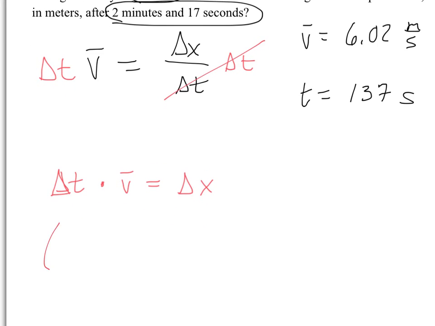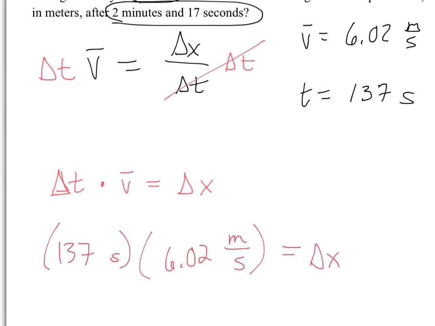So our time is 137 seconds, and our velocity is 6.02 meters per second. Who can tell us why it's important to include the units in the calculation? Sarah. And then units of t. Exactly, of x, of the answer. Take a look. Units are seconds.